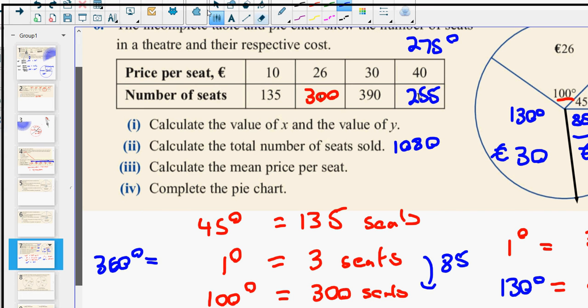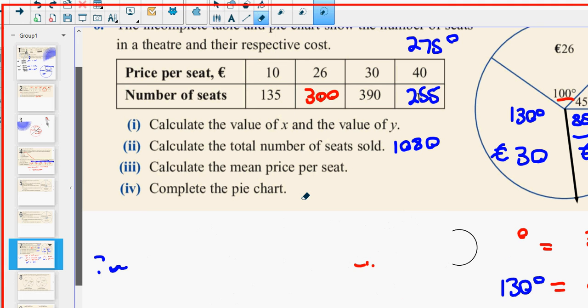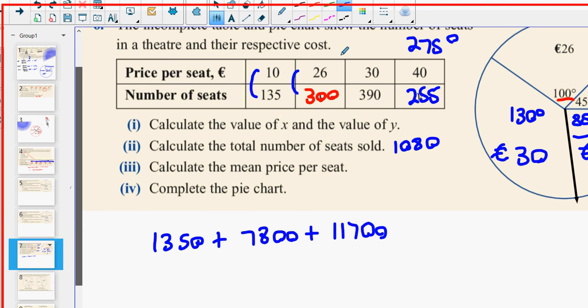Calculate the mean price per seat. How are we going to do that, guys? How are we going to get the mean of this data? Anybody care to tell me? Would you not just multiply them? So €1,350 from the €10 seats. 26 times that. I think it's 7,200. 7,800, excuse me. And then the next part. 30 times 390? 11,700. And then finally 40 times 255?